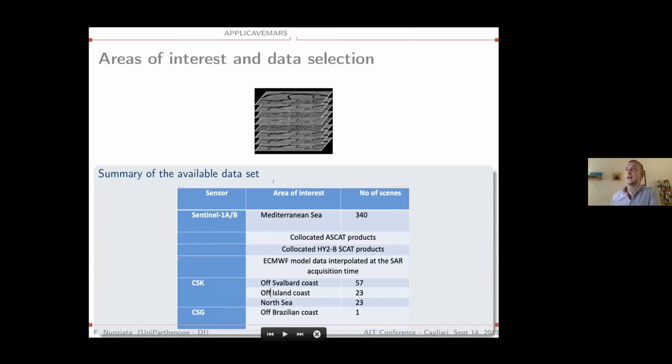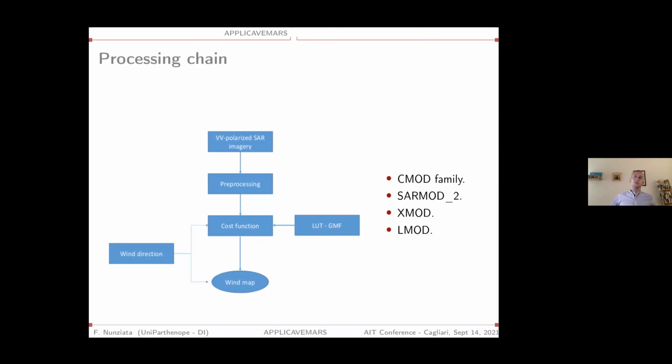With respect to the SAR dataset, we have a number of scenes that have already been collected. In particular, we have more than 300 data in the Mediterranean Sea, collocated with ASCAT and HY-2 scatterometer. And we also have COSMO-SkyMed first and second generation data. This part is still ongoing since we are acquiring new data, and we are also acquiring SAOCOM L-band data.